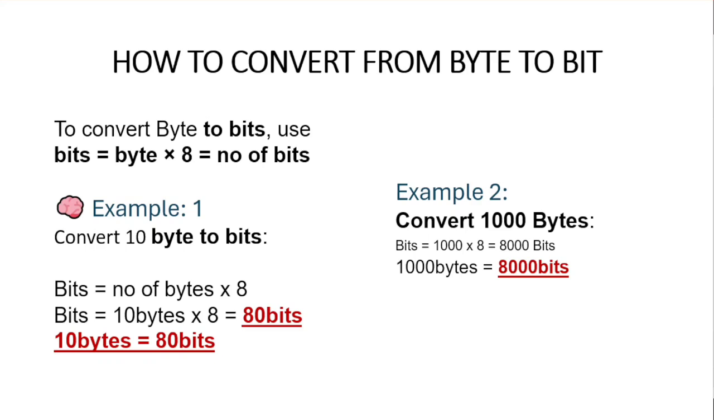Then example 2 here says convert 1000 bytes to bit. Although the question is not complete here, convert 1000 bytes to bit. What you are doing here is 1000 multiplied by 8, which is equal to 8000 bits. So 1000 bytes is equal to 8000 bits. So when you are converting from byte to bit, you are multiplying the number of bytes you want to convert times 8 to give you the number of bits that is required.